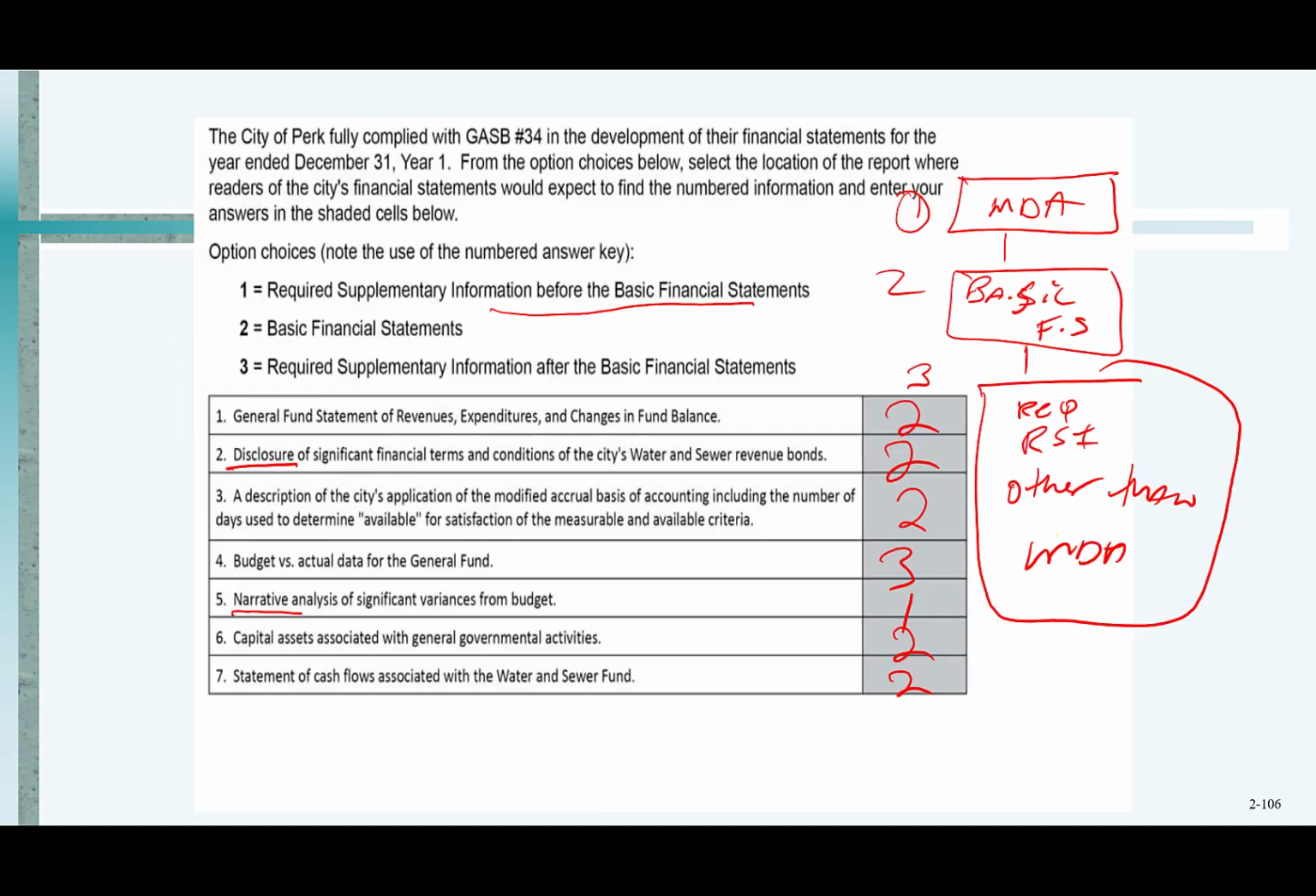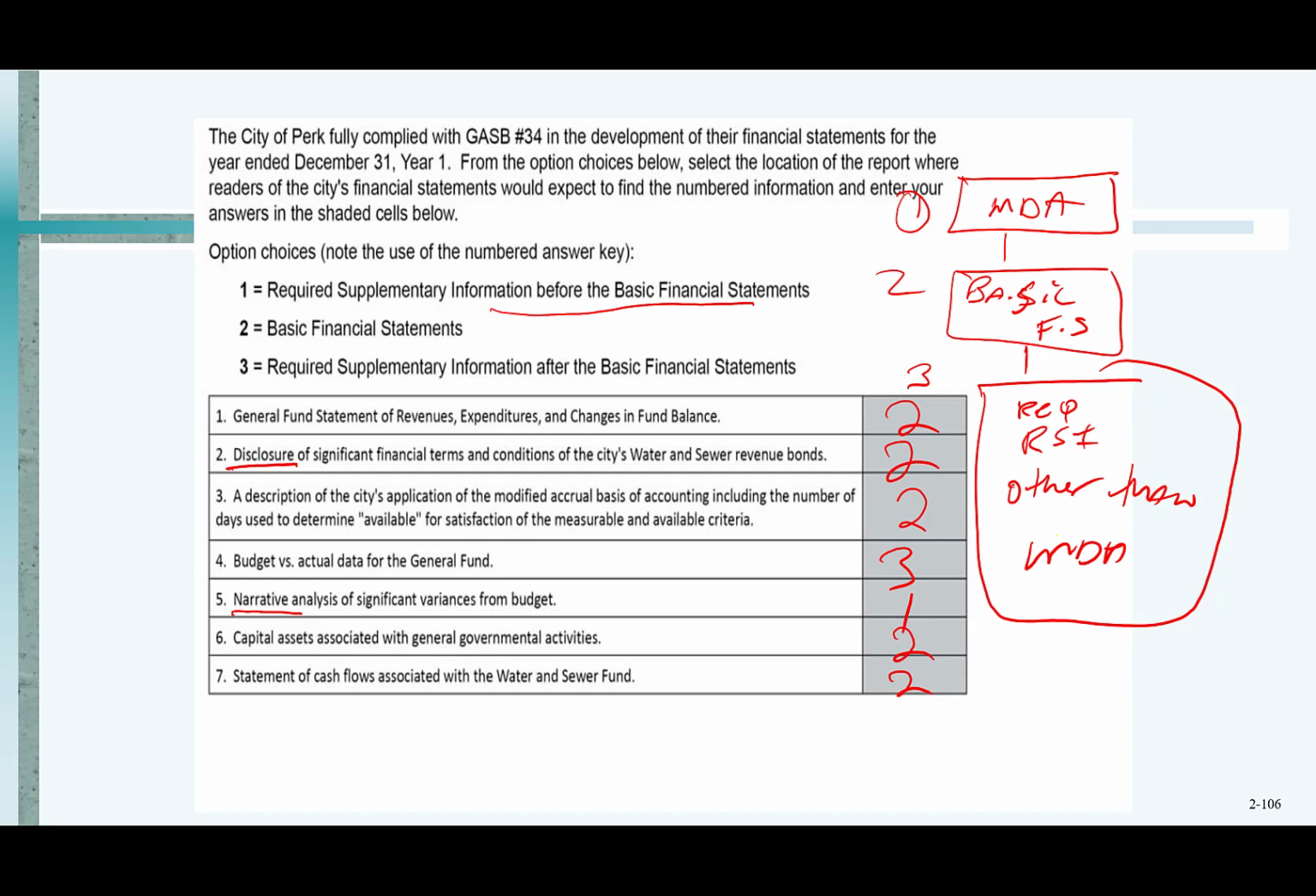Okay. All right, good. Let's take a look at this exercise. Okay. And we're going to use 1, 2, or 3 to indicate if we think the information would be provided in the MD&A, if we think it would be part of the basic financial statements, or do we think it would be part of the required supplemental information other than MD&A. Okay, so let's just take a look at this one. General fund statement of revenues, expenditures, and change in fund balance. Part of my basic financial statements is my governmental fund income statement, isn't it?